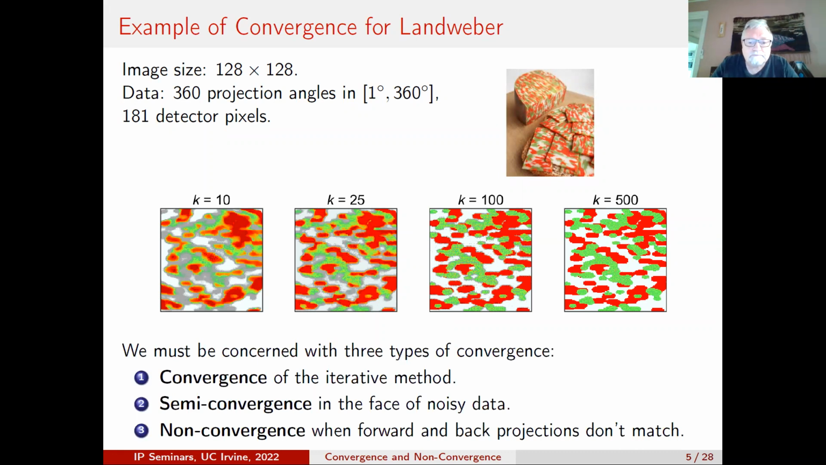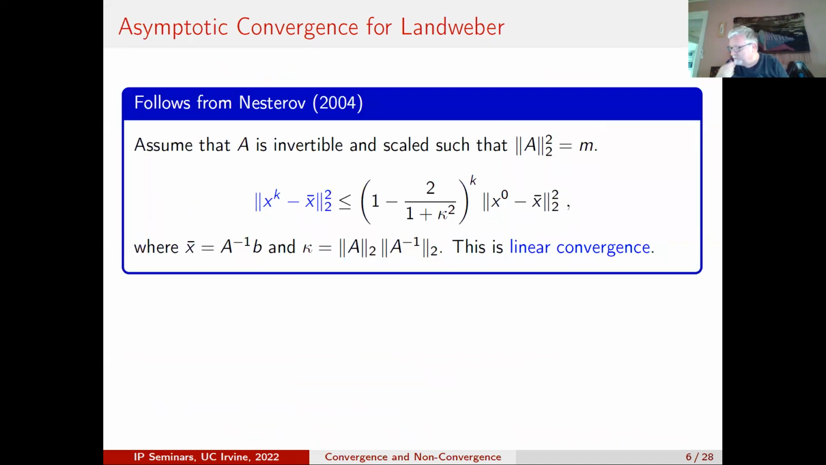So anyway, as I mentioned, when we are talking about iterative methods, we need to deal with convergence. What does the method converge to and how fast does it converge? Then when we have noisy data, we observe something called semi-convergence. I will explain that. And then as it turns out, we sometimes face non-convergence. Okay, so I will get to all these three issues there.